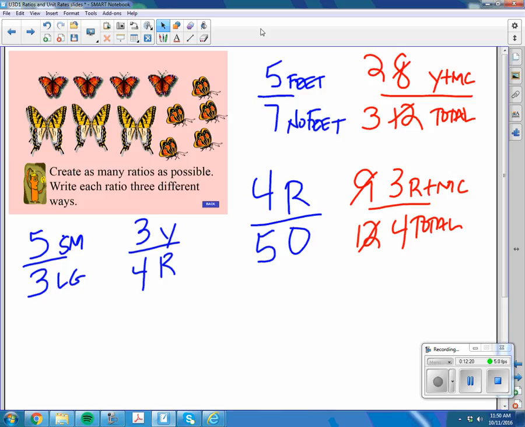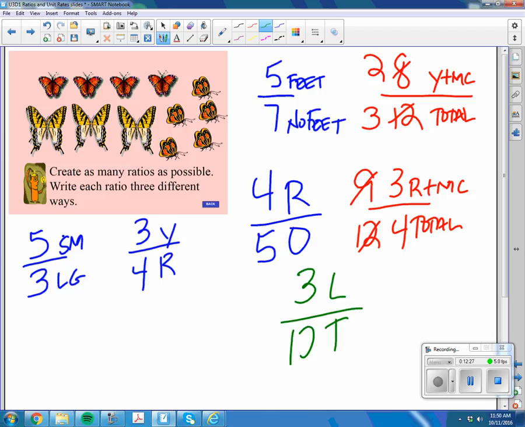Large to total. 3 over 12, and then we simplify. Very good. Remember, 1 to 4. Remember, watch your language, watch the vocabulary when you talk about ratios.